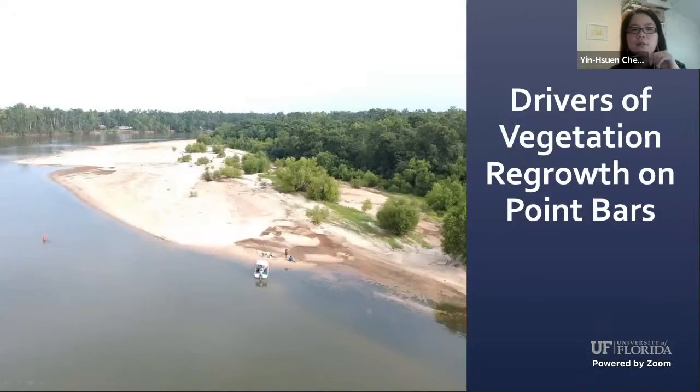All right, I'm going to present two studies. This is the first study, after I explain the background behind vegetation regrowth in the Apalachicola River. It's a manuscript we are developing now, hopefully to submit soon, about the drivers behind vegetation regrowth on point bars in the middle reach of the Apalachicola River.